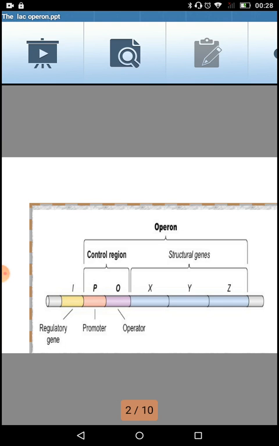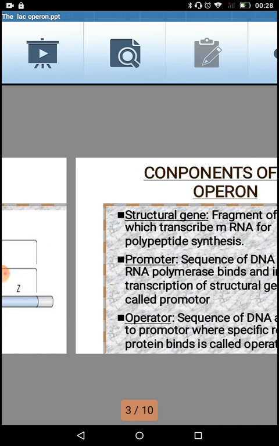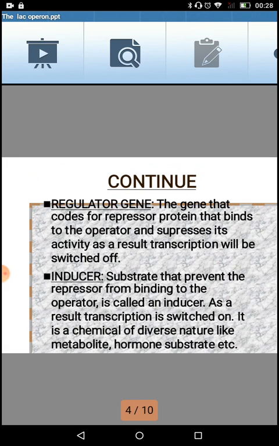Now to stop this repressor protein from stopping the whole operon, there is one more component which is called inducer. I'm just moving this slide. This inducer is a substrate which will go and bind to the repressor protein, thus preventing this repressor protein from stopping the functioning of the whole of the operon. This is a general idea of any of the operon, and these 4 parts are present with all the operons.